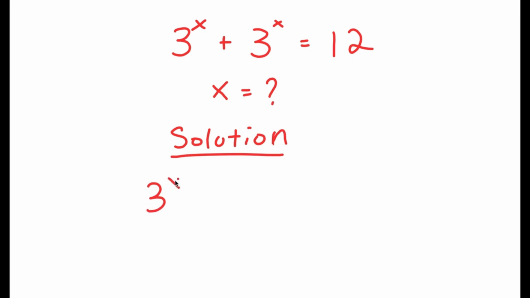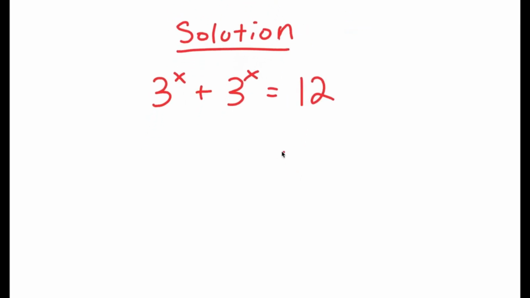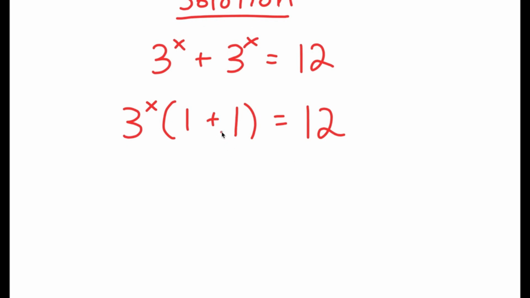So I have 3 to the power of x plus 3 to the power of x is equal to 12. What I'm first going to do is factor out 3 to the power of x. So I get 3 to the power of x times (1 plus 1) is equal to 12. Now 1 plus 1 is 2, so I get 3 to the power of x times 2 is equal to 12.